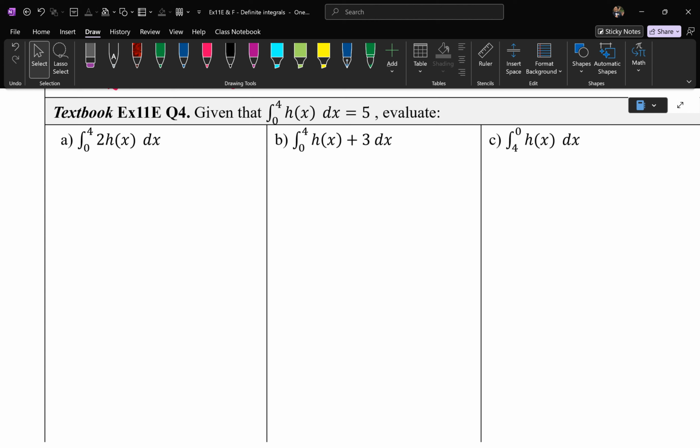So if you know that the integration of h of x between 0 and 4 has an area value of 5 units squared, how do we work all of these?